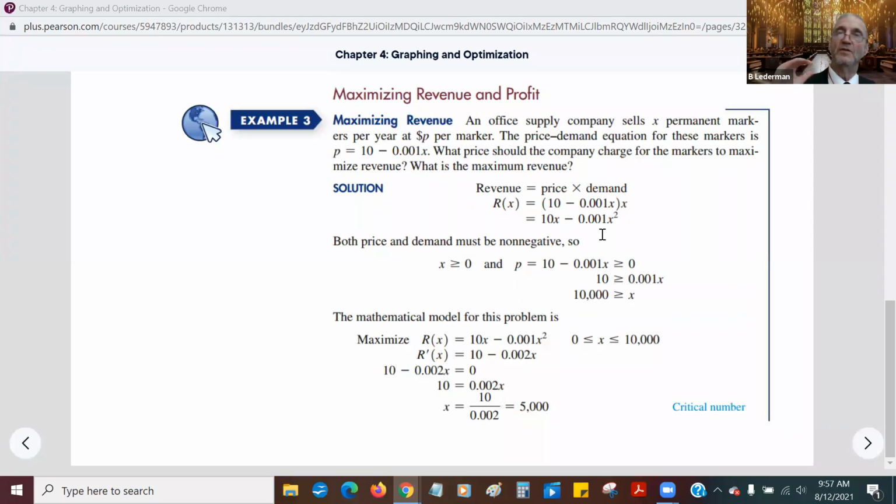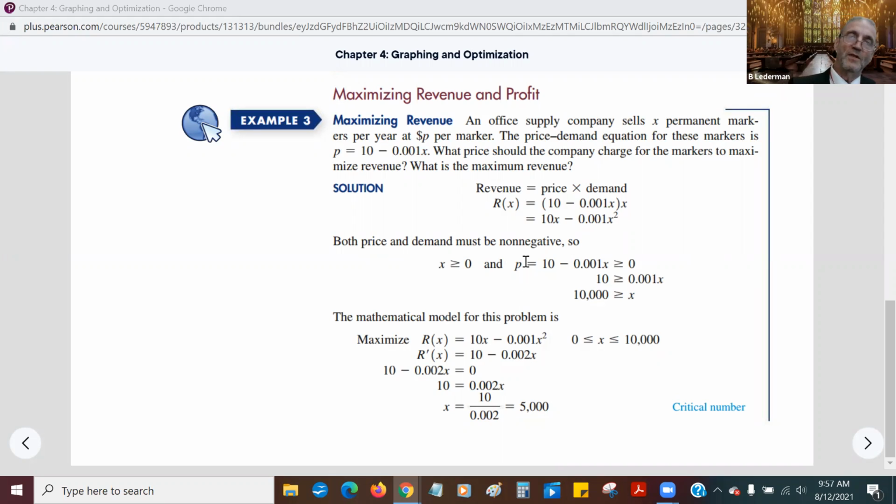So the critical number is just going to be the max. But we'll go through it. Both price and demand must be non-negative, so x has to be greater than 0 and p has to be greater than 0, which means x has to be between 0 and 10,000 in order to make everything work, which is cool.